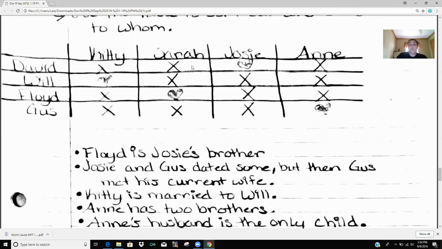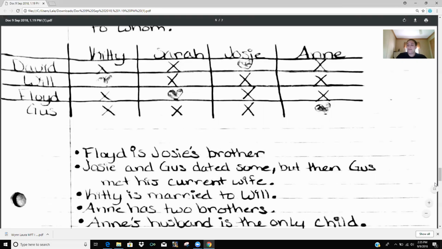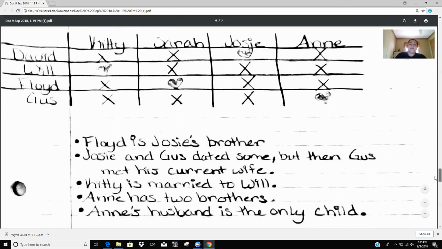On Sarah and Ann, we can go ahead and mark out David and Will on both of theirs because, of course, Josie and Kitty are married to them. That gives Sarah, Floyd, and Gus, and that gives Ann, Floyd, and Gus. So let's see who's married to who. So we know Ann has 2 brothers, and then Ann's husband is the only child.